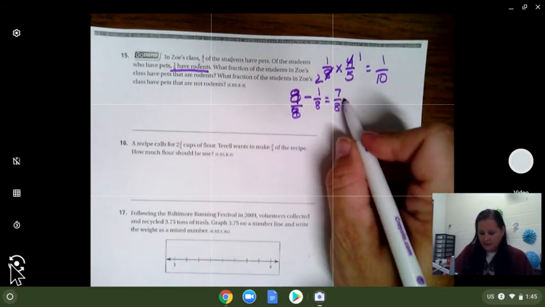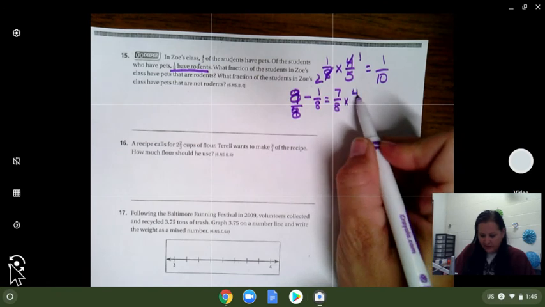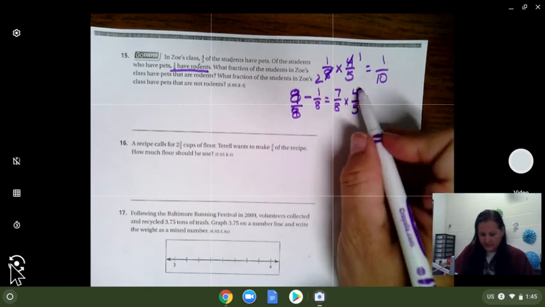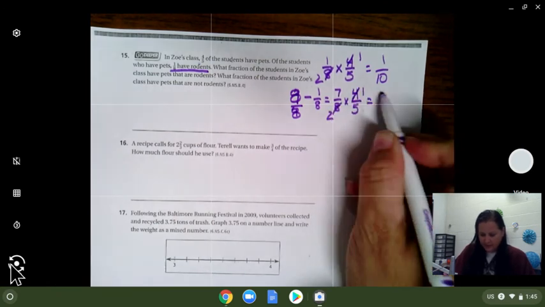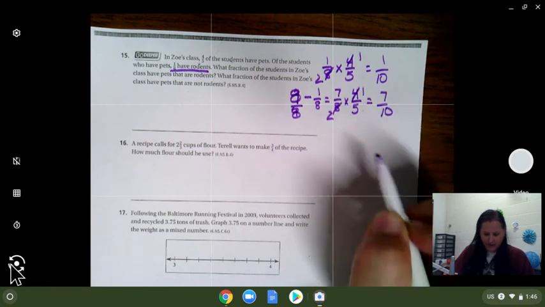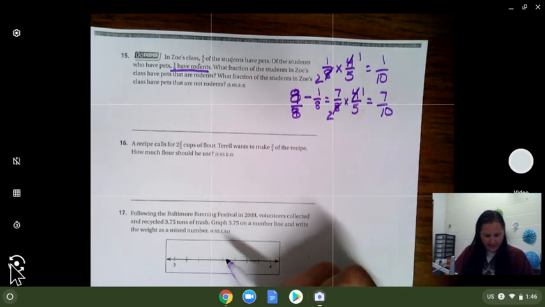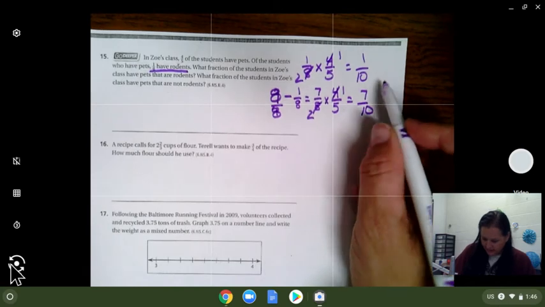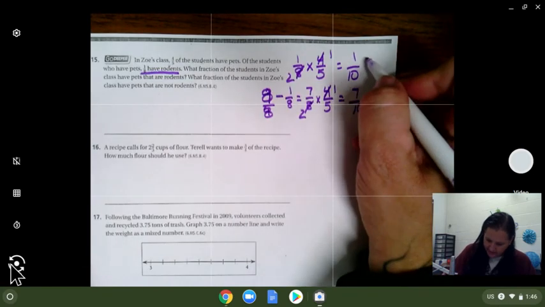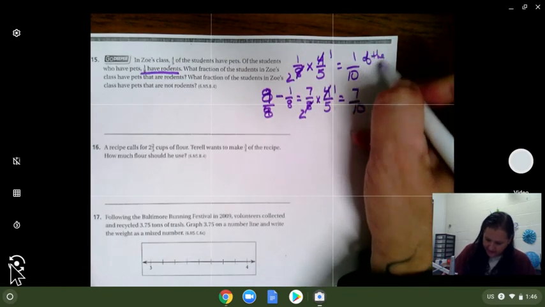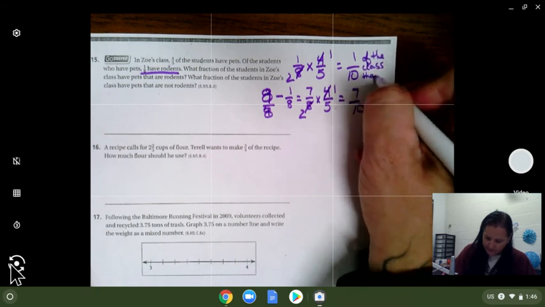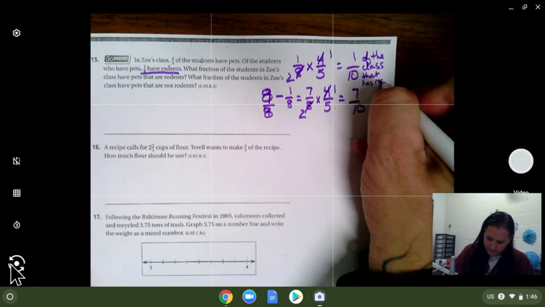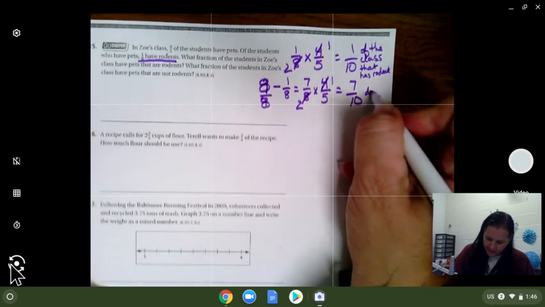So we have to do 7/8 of that 4/5. So we simplify it down. You get 7/10 of the class have pets that are not rodents. So this is of the class that has rodents, and these do not have rodents.